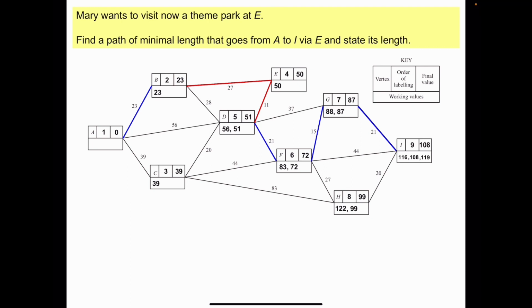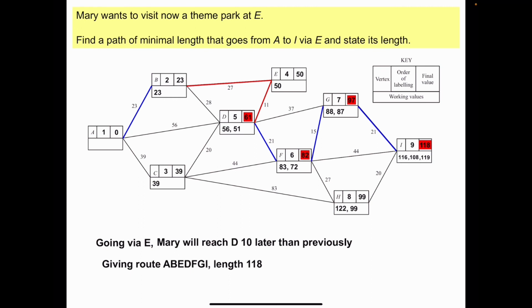But what happens if I go to E? From E, 50 plus 11 will be 61. So if you go via vertex E, you will reach D 10 units later, either 10 minutes or 10 kilometers or whatever. So instead of 51, I will have the final value 61, and that will change all the final values in the following vertices. So 72 will become 82, 87 becomes 97, and 108 will become 118. So the shortest route from A to I that stops at the vertex E will have the length 118, and obviously it goes from A to B, then stopping at E, and D, F, G, I are the same as before.